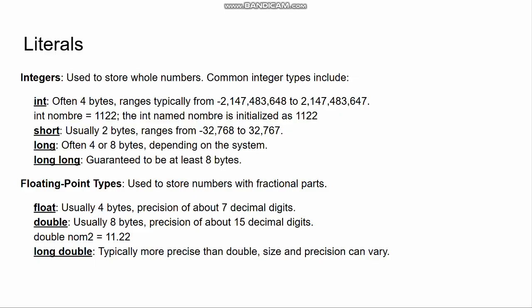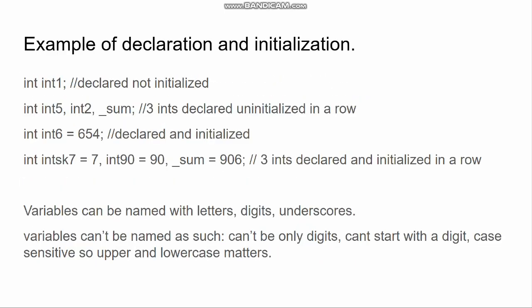Here are variables of data type int with some names declared and sometimes values initialized. You can declare multiple variables of the same type in one line separated by commas. So here you see the ints declared, but they aren't initialized. And then we have ints declared, int7, int90, and sum. They are declared and initialized. Int6 is declared as int6 and initialized 654.